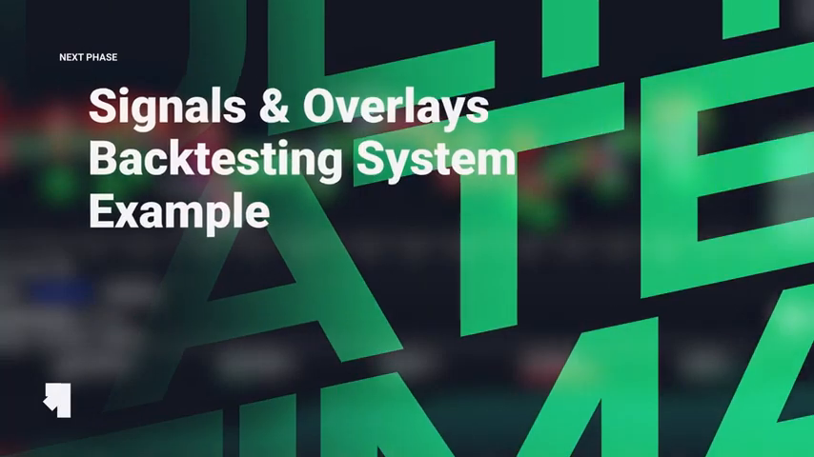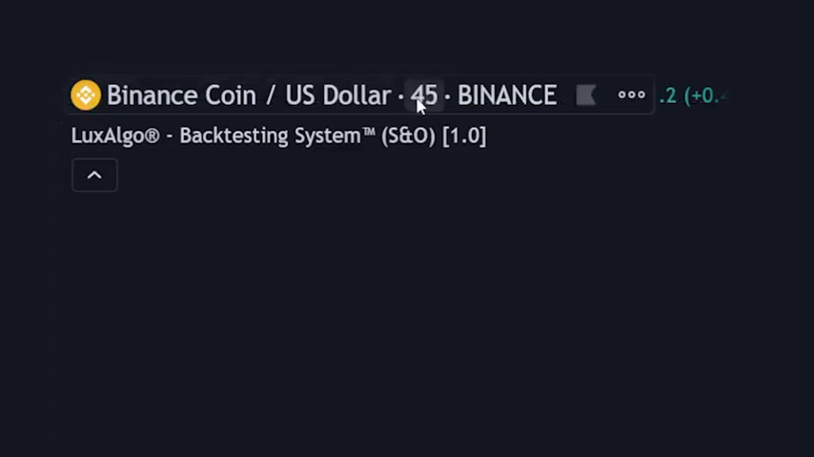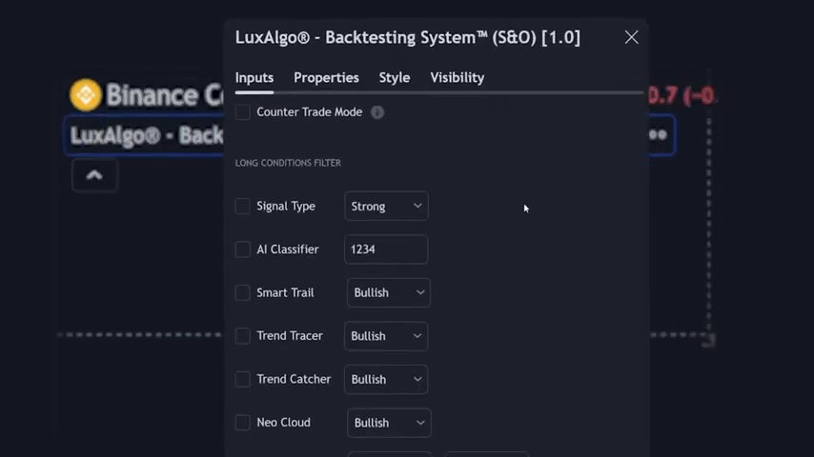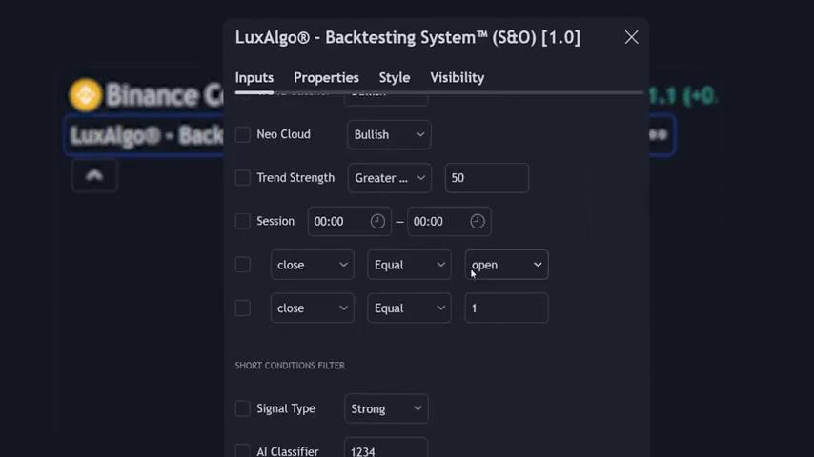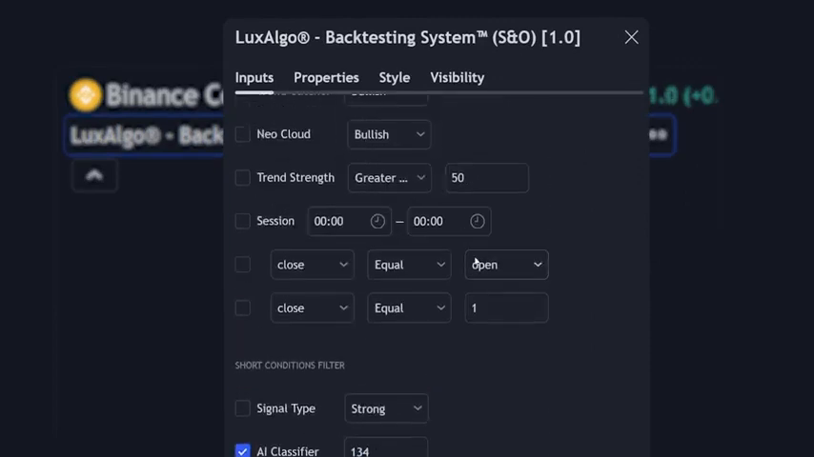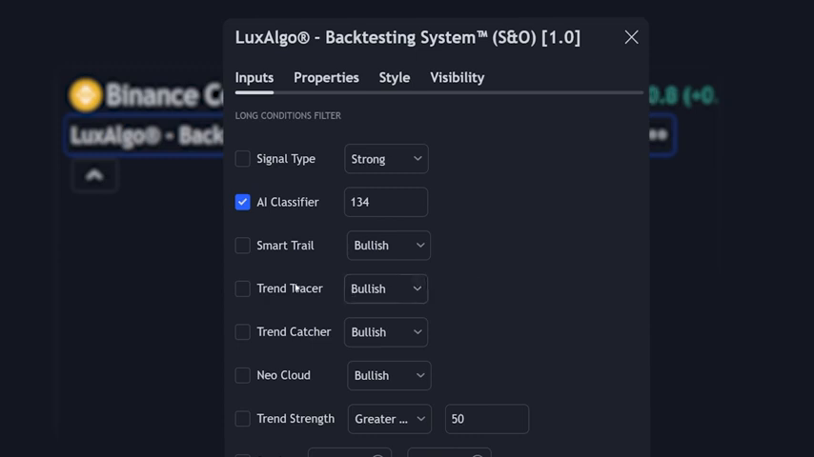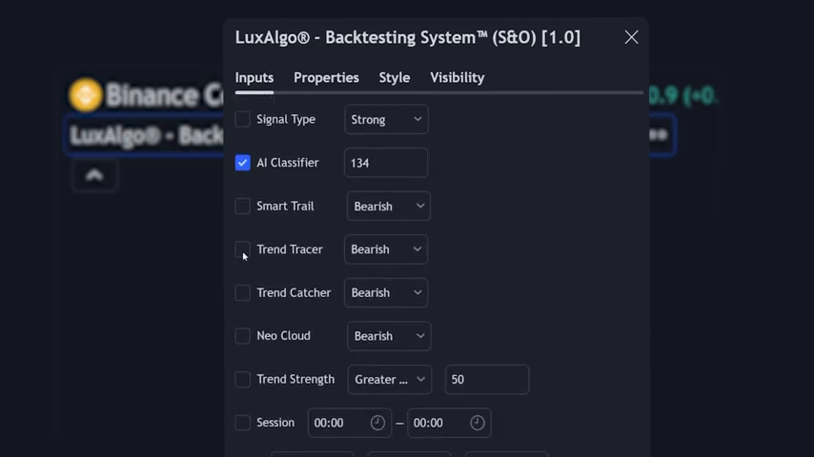So here's an example of how we could make a strategy using this script. Here we're on the BNB 45-minute chart, and we're going to use our AI classifier on both long and short signals to filter out the twos, since these are typically weaker signals during trends. Then we're going to filter the signals even further by only allowing long and short conditions to meet unless it's in accordance with a bullish or bearish trend tracer.